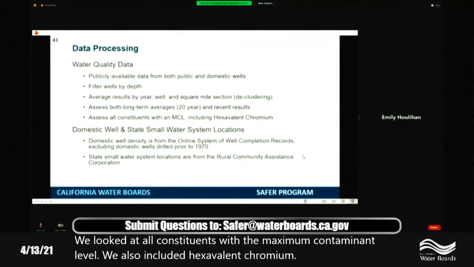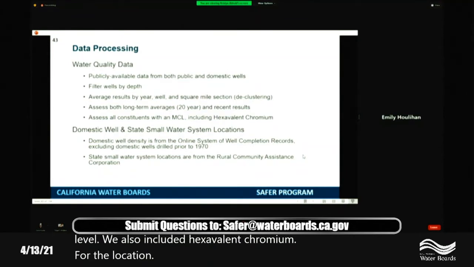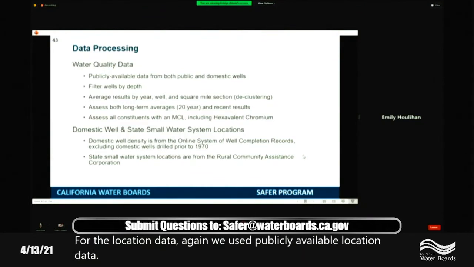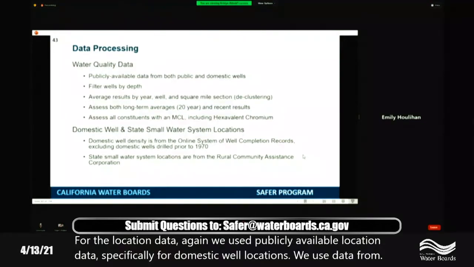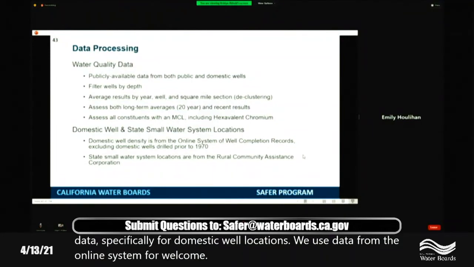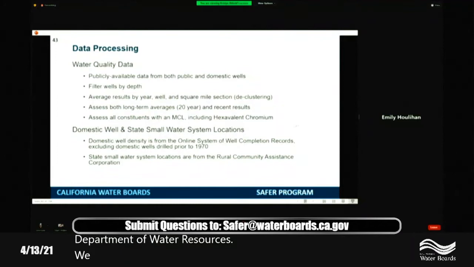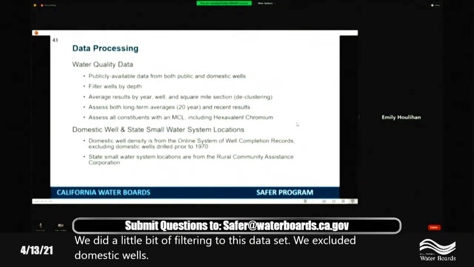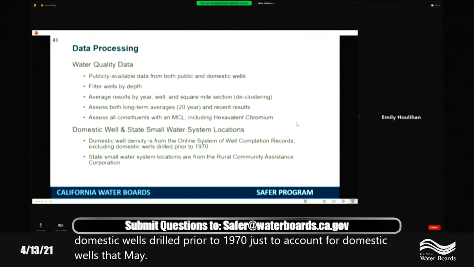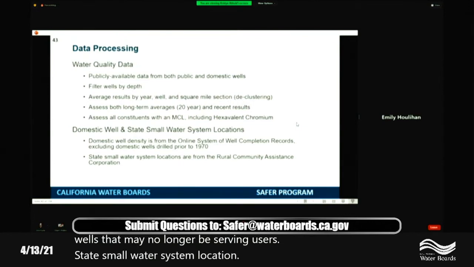For the location data, again, we used publicly available location data specifically for domestic well locations. We used data from the online system for well completion records, and this is from the Department of Water Resources. We did a little bit of filtering to this data set. We excluded domestic wells drilled prior to 1970, just to account for domestic wells that may no longer be serving users. State small water system locations were from the Rural Community Assistance Corporation.